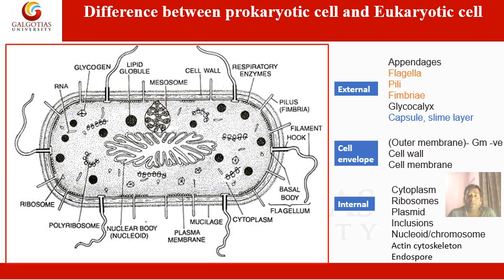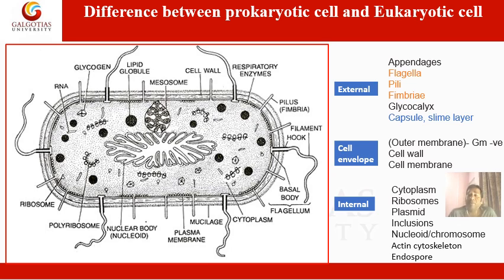Then they also have an outer coating called glycocalyx, and glycocalyx is of two types, one is capsule and the other is slime layer. So what is the difference between capsule and slime layer? Capsule is tightly held with the cell wall, and it mainly helps in protecting the cell against desiccation. Similar is the function of the slime layer, but the slime layer is loosely attached to the cell wall. It also helps in protecting the cell from desiccation.